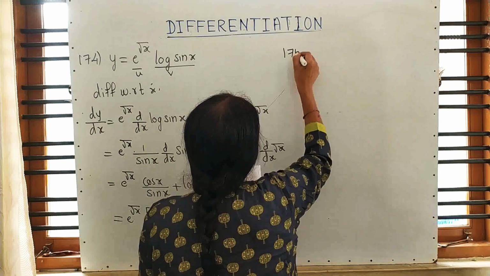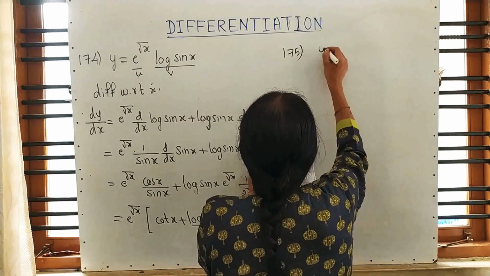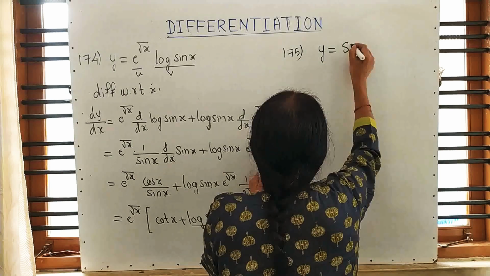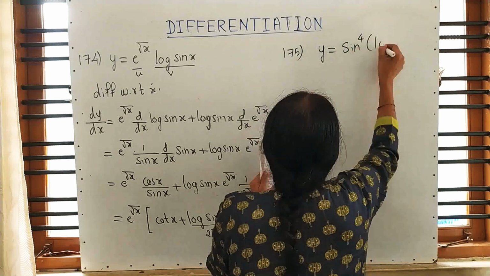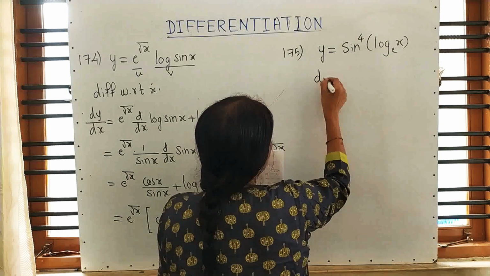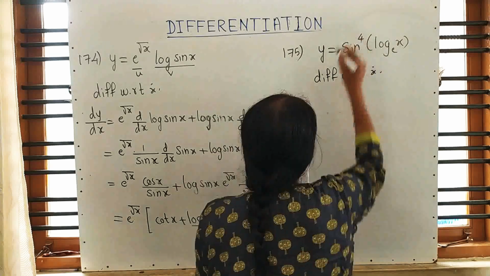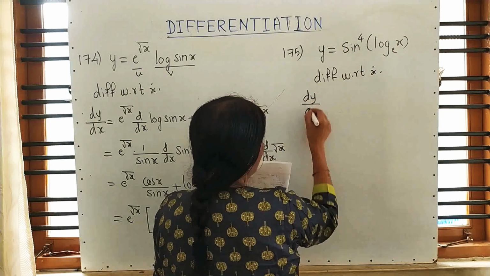Moving to the next question, 175. y is equal to sin raised to 4 log x to the base e. Yes, students, there is a single term. First, we have to differentiate the power. What is the power? 4.